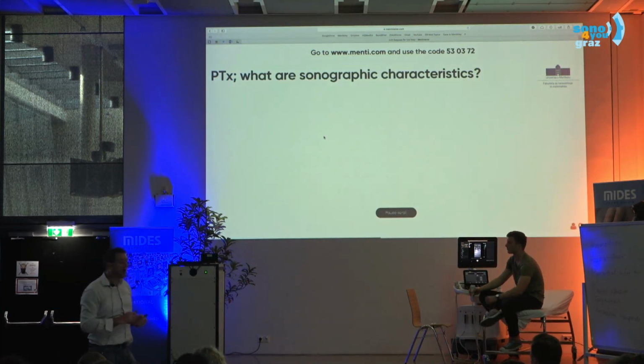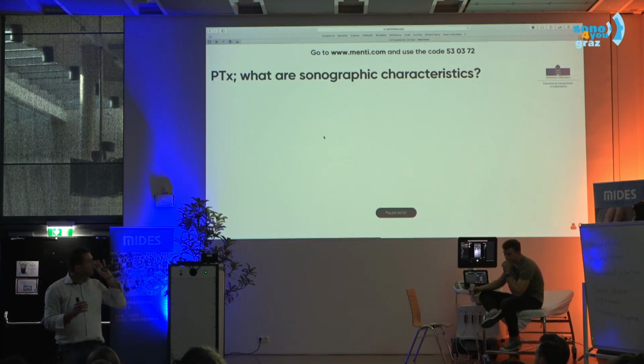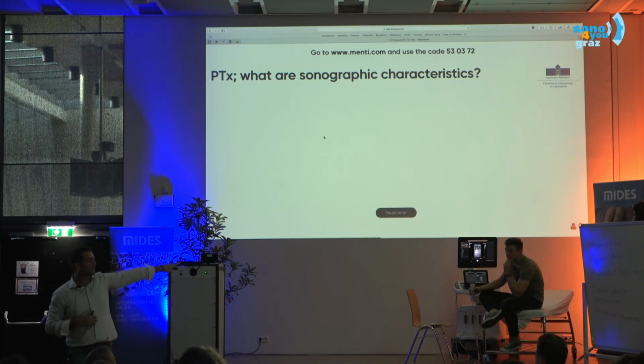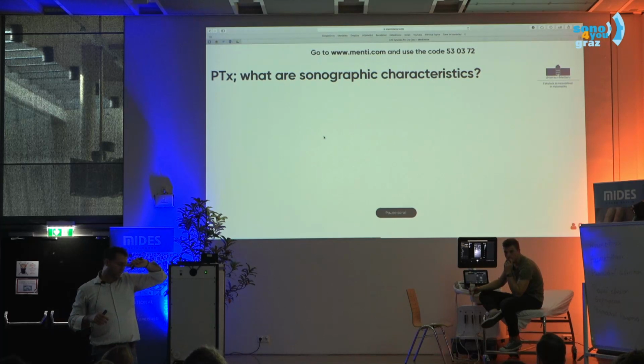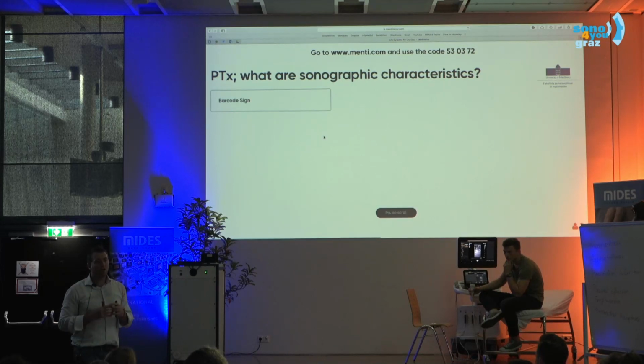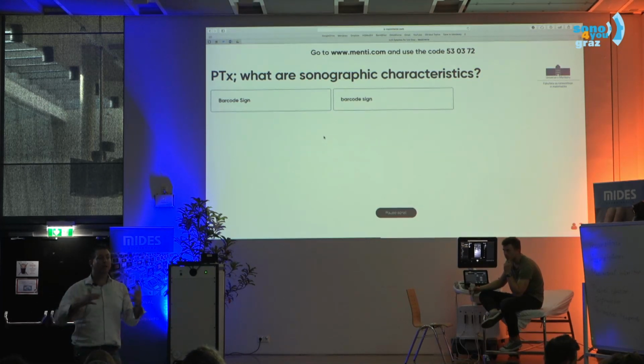Okay, now I really want you to understand. You have already seen that image, right? Please write down briefly what would be the sonographic pattern of pneumothorax. What lines, moving or not moving, what do we expect?